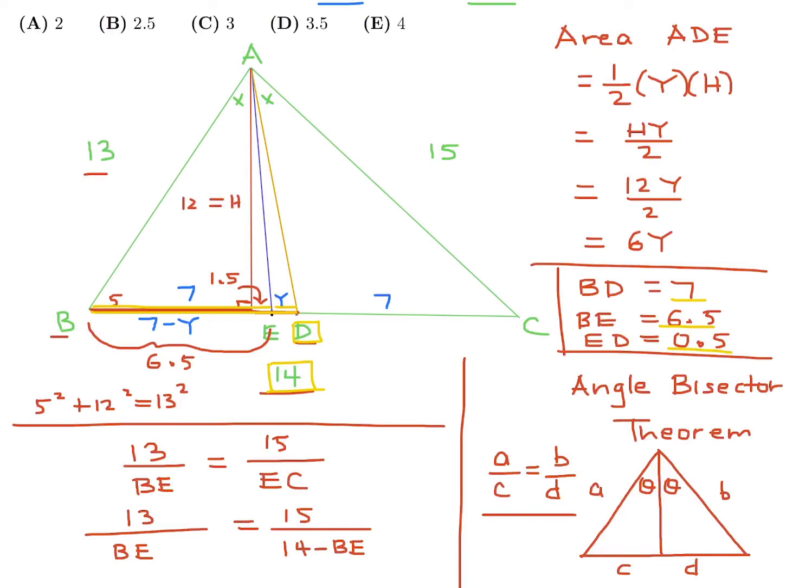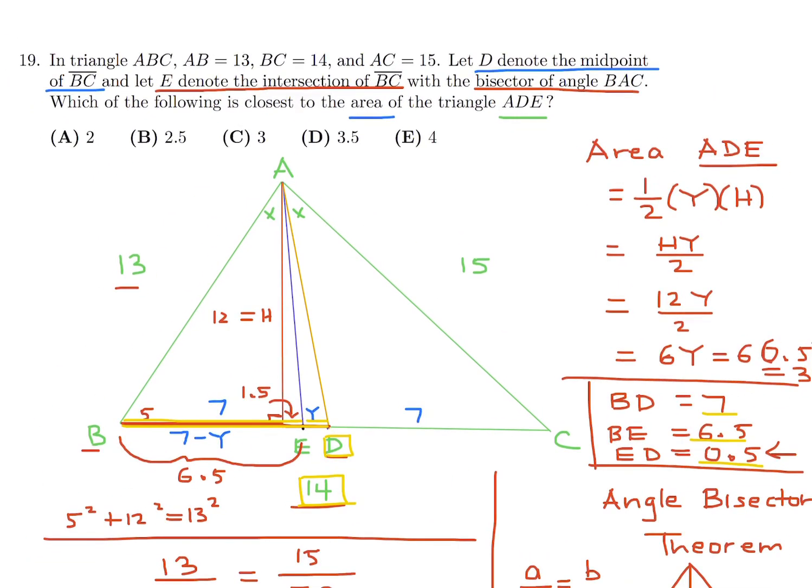We've got Y now. So we can solve 6 times Y, which is 0.5, and therefore this is equal to 3. So the area of this triangle is 3, and the answer therefore is C.